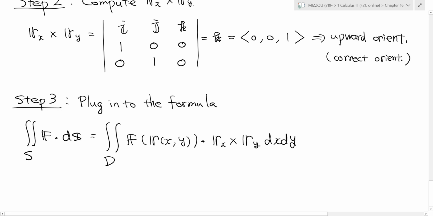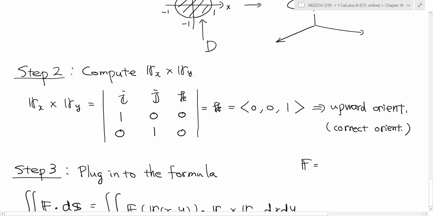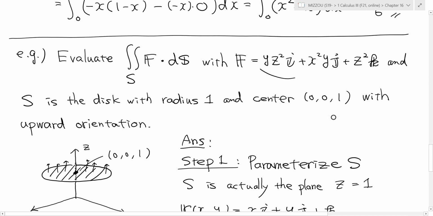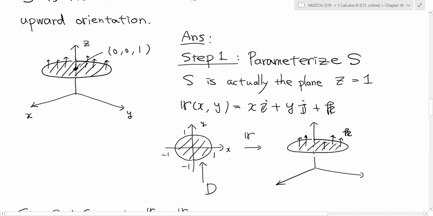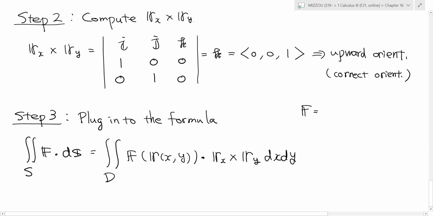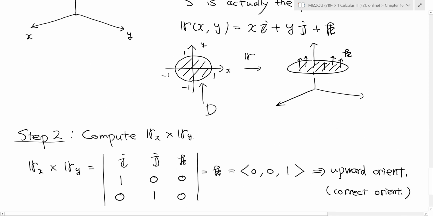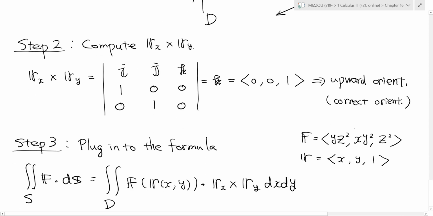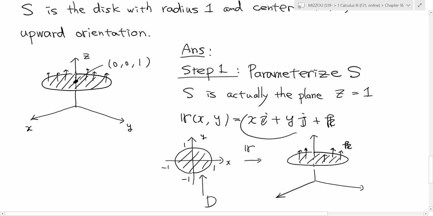And remember what F was? Let me recall. What was our F? F is this. It's given in the problem. By using bracket notation, this is yz squared, xy squared, and z squared. And we already computed r of xy as x, y, 1. That's this here. Where is it? Here.